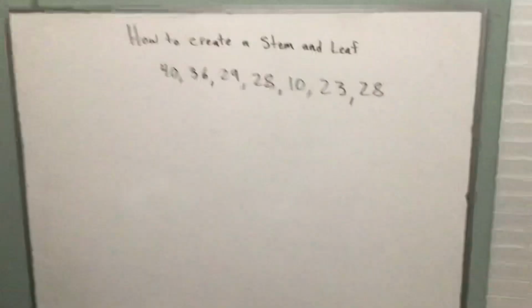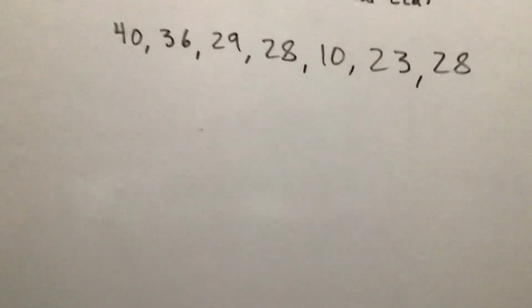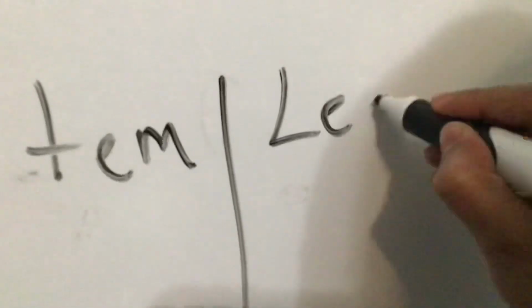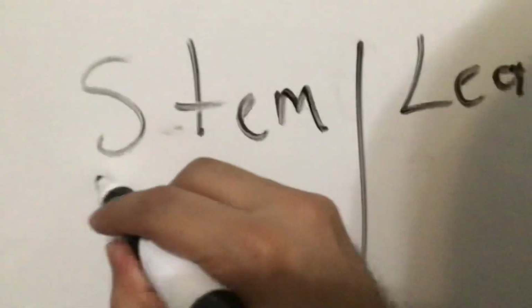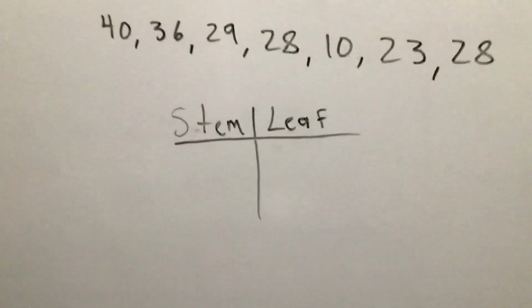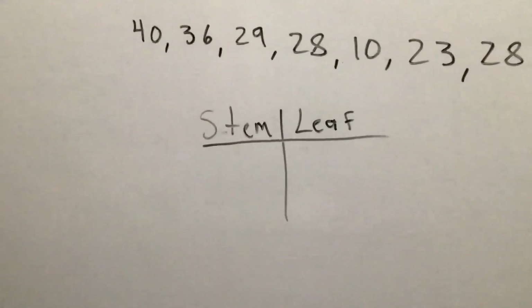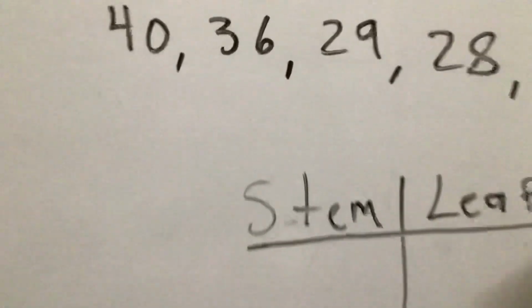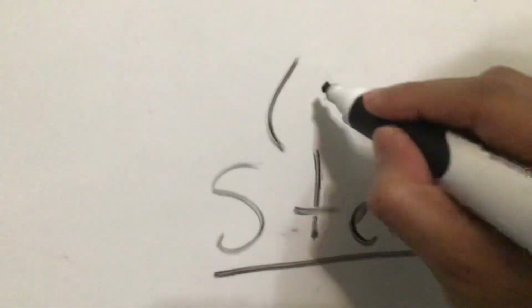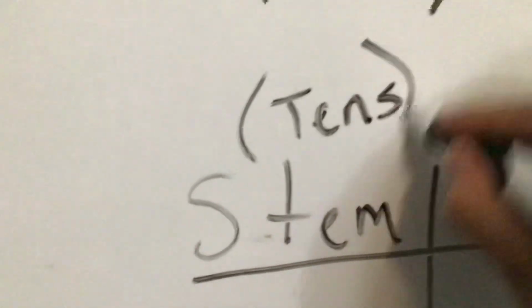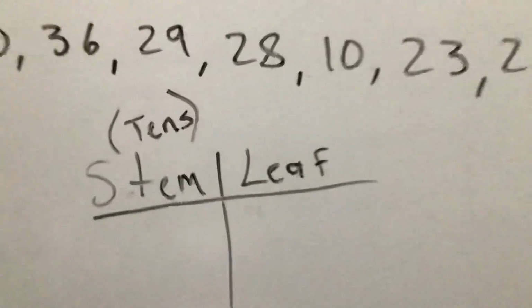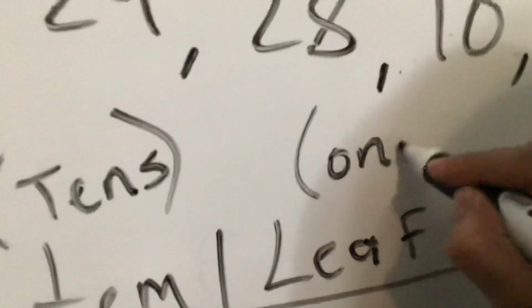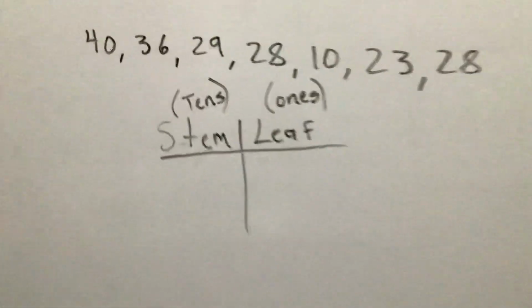So what we have to do first is create kind of like a T-chart with two different sections. We're going to have one section, and we're going to title it the stem, and to the right we're going to have the second section, which is going to be the leaf. One thing I like to tell my students is that when we have the stem, I like for them to label the top as the tens place value, and the leaf I like them to remember as the ones place value.